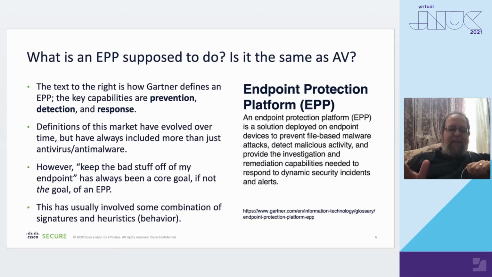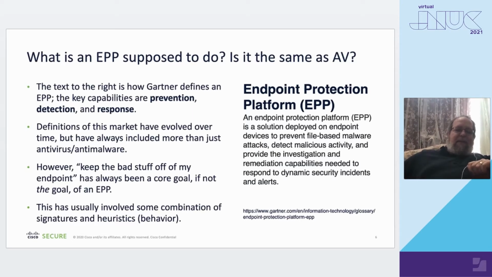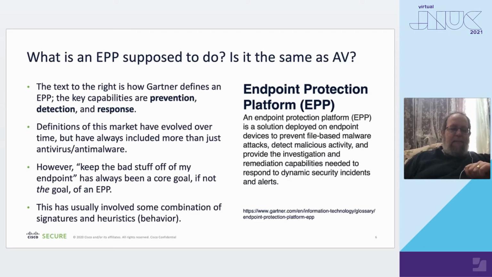And this is not something that's static. I mean, Gartner's own idea of what an EPP is has evolved over time. But one consistent theme throughout this is the EPP is focused on protection. Keep the bad stuff off the endpoint. And the way we figure out what is bad stuff has used some mix of definitive signatures and more behavioral approaches. And again, the mix there has varied over time as the technology and the threat landscape has evolved.